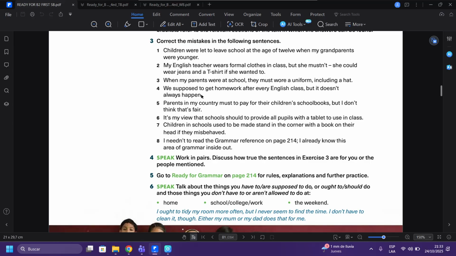Where is the mistake here? But it doesn't always happen. It is in the verb supposed. Remember, whenever you use the verb supposed to, it's with the verb to be. We are supposed. We are. Yes, of course, we are supposed. Yes, we are supposed to get homework.